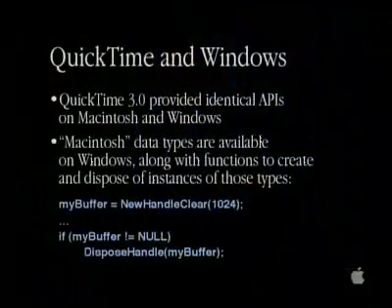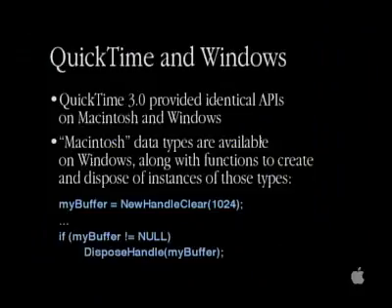QuickTime in Windows is a very good story. Since QuickTime 3, we've had identical programming APIs on the two platforms. The idea being that you can code once and deliver this on both Macintosh and Windows. In order to do this, we've had to make what we call Macintosh data types, such as handles, pointers, off-screen GWorlds, available on Windows as well as on Macintosh. So, for instance, the few lines of code that I've got here, I could put into my application. I'm allocating a buffer, and then later I'm getting rid of the buffer. That code works as well on Windows as it does on Macintosh.